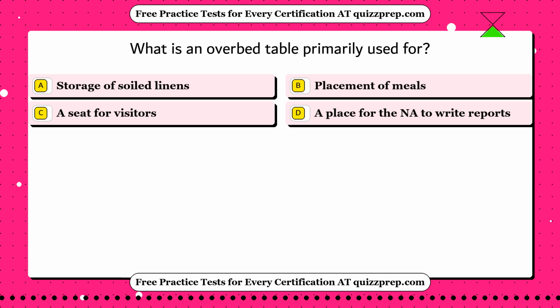Question 93. What is an overbed table primarily used for? Option A, storage of soiled linens. Option B, placement of meals. Option C, a seat for visitors. Option D, a place for the nurse to write reports.